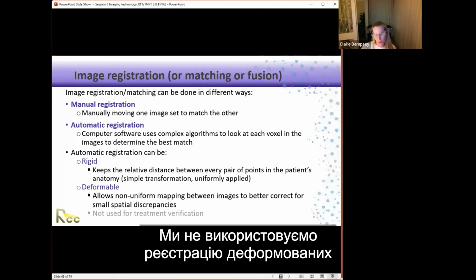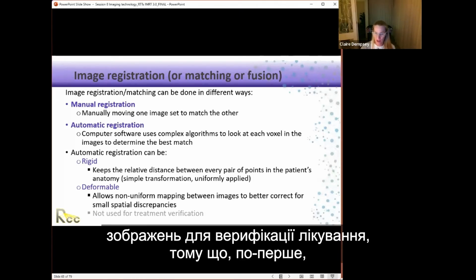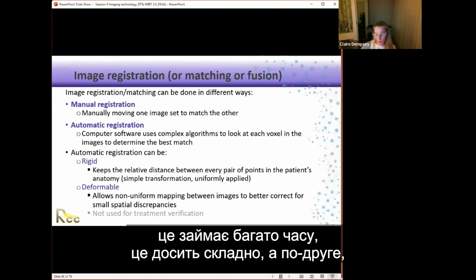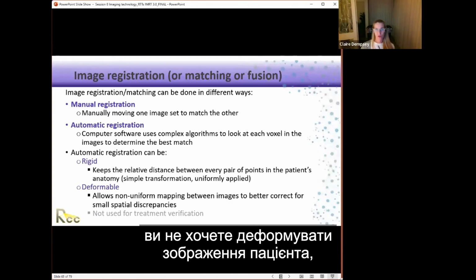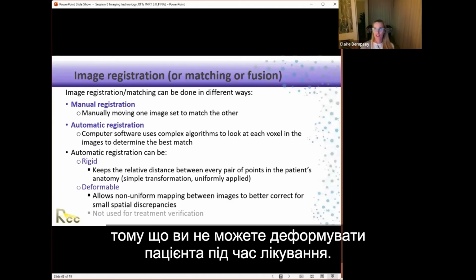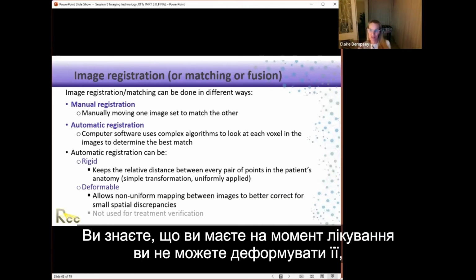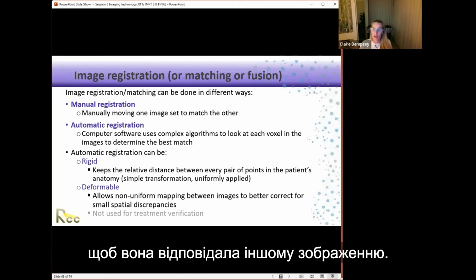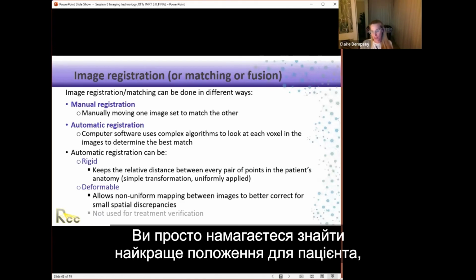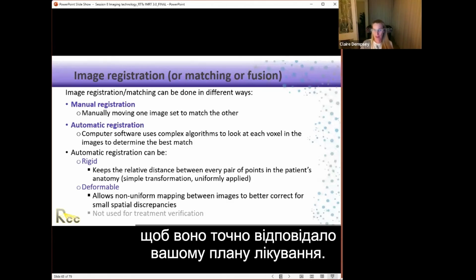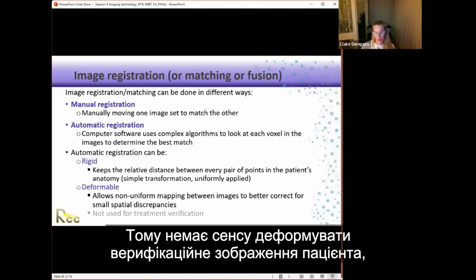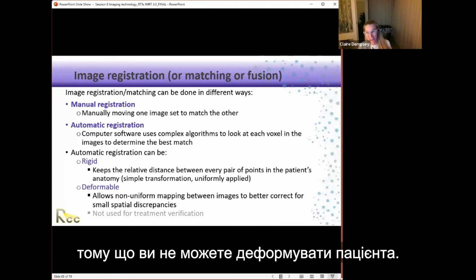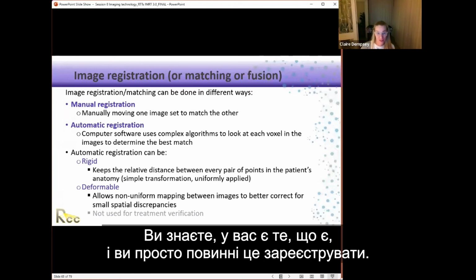We don't use deformable image registration for treatment verification because it takes a while and it's quite complex, but two, you don't want to deform your patient image because you can't deform your patient at the time of treatment. You know, what you've got at the time of treatment is the patient anatomy. You can't deform it to match another image. So you're really just figuring out the best position for that patient to be in to closely match your treatment plan. So there's no point deforming a patient verification image because you can't deform the patient. You know, you've got what you've got and you just have to register it.